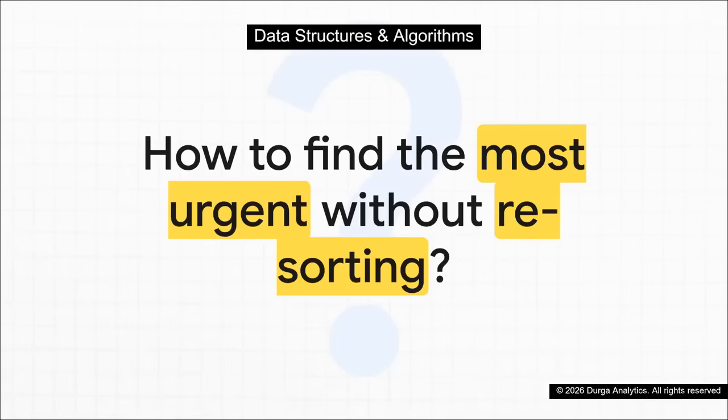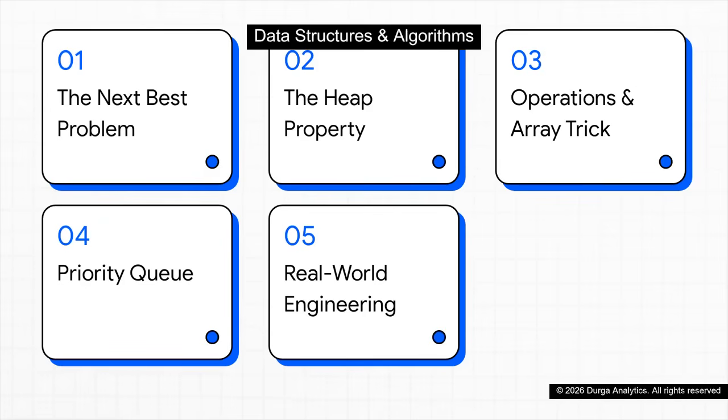Okay, let's kick things off by picturing a classic, real-world engineering scaling problem. Imagine you're building an emergency room triage system, or maybe an operating system task scheduler, or even a super high-throughput network router. In these kinds of dynamic systems, items are just constantly flooding in and popping out. And you continually, literally every microsecond, need to find the next best or most urgent item. So how do you actually do that without completely blowing up your compute costs by resorting the whole pile every single time? Because I'll tell you right now, if you get this wrong in production, your entire system just grinds to a halt.